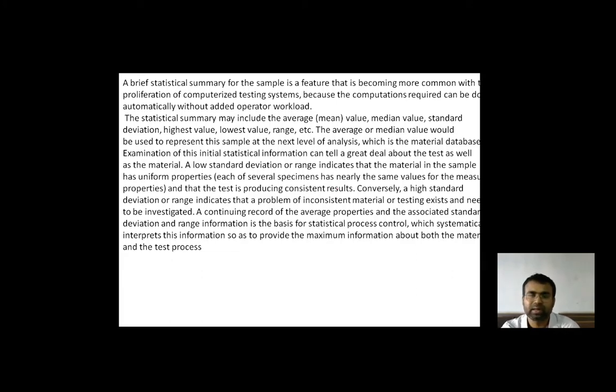So with the material database which is related, the examination of this initial statistical information can tell a great deal about the test as well. So low standard deviation or range indicates that the material in the sample has uniform property. Each specimen has nearly the same value of the measured property and the test processing of these particular things. So these things need to be mentioned, all these things. So continuous recording of the average property and so on. These things are related with that particular test.